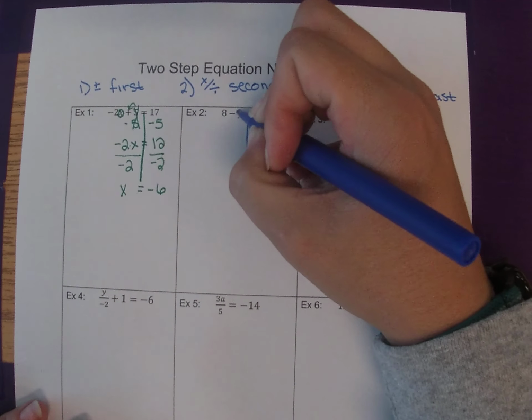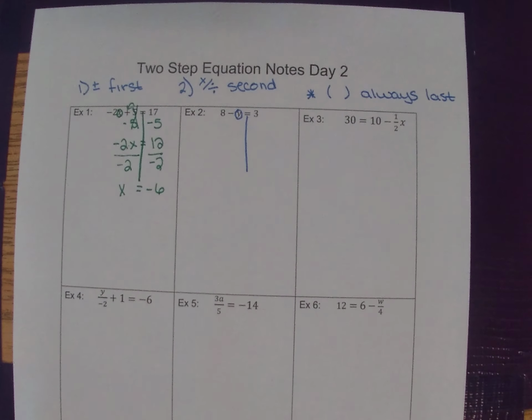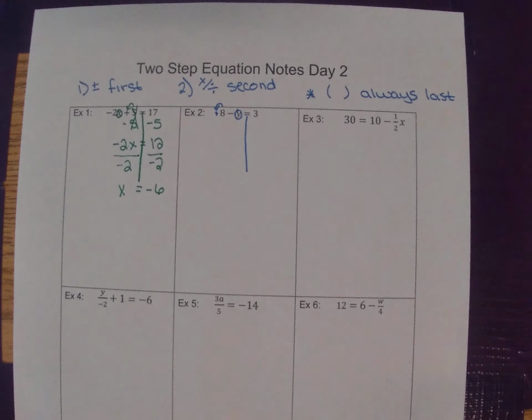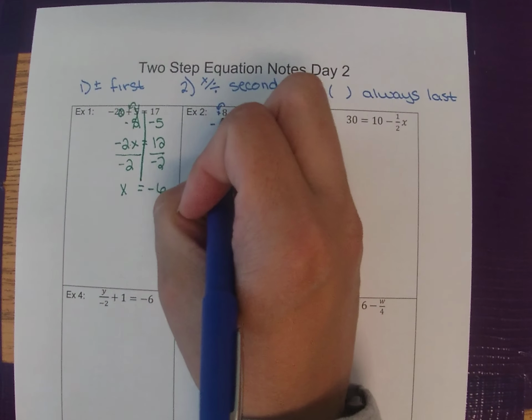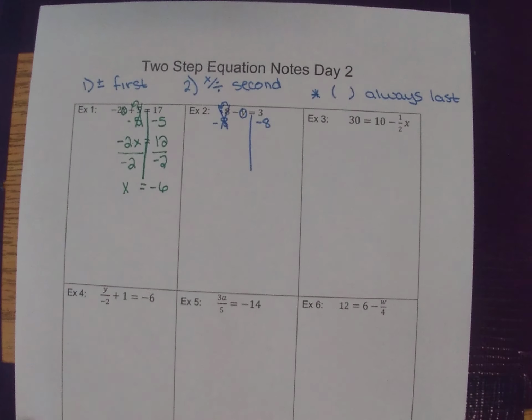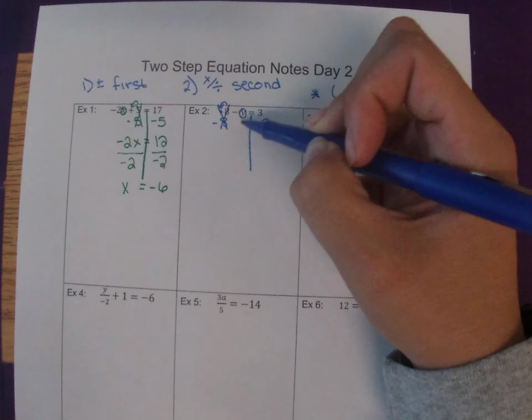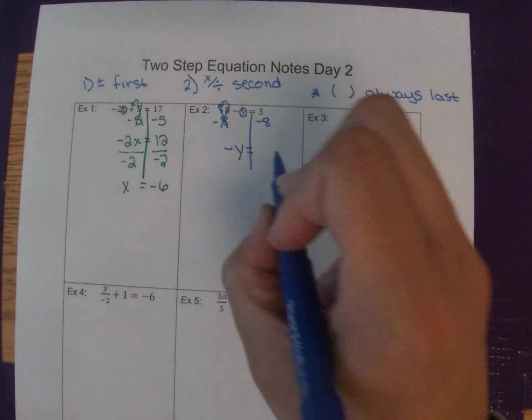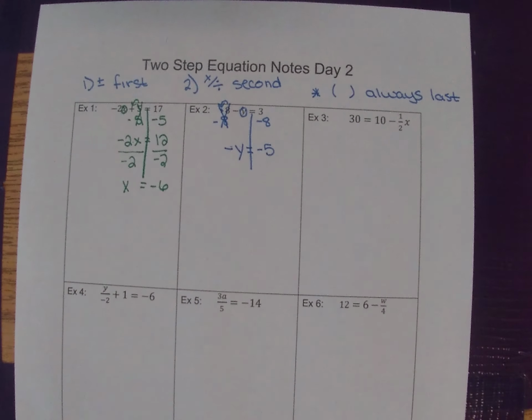So look at number 2. Right, that 8 is attached with addition or subtraction, but remember with addition and subtraction, we always look in front. That 8 is positive, so I'm going to move a positive 8 by subtracting 8. So my 8's cancel. Whatever I do not cancel out falls straight down. So straight down, I am bringing down a negative y. So negative y equals negative 5.